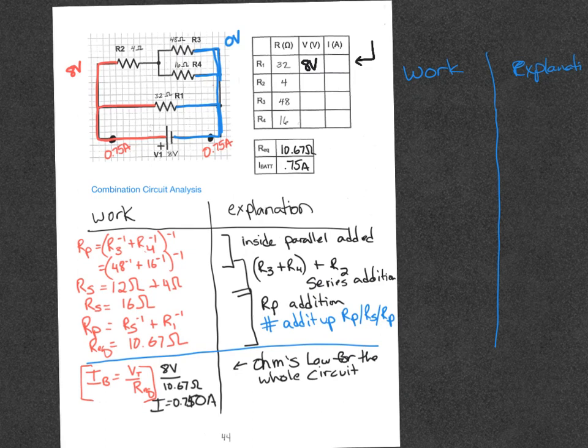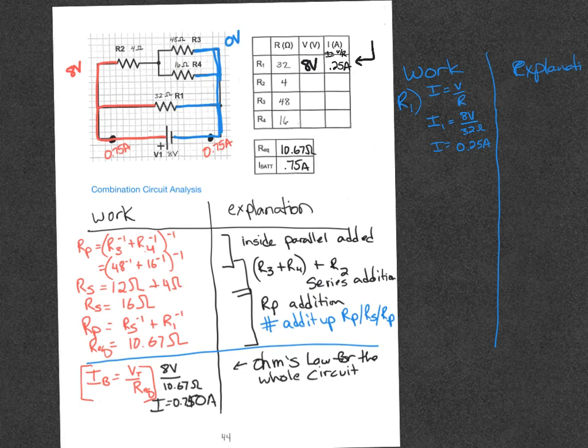Then what we do is we do Ohm's law. I equals V over R. And we said we were going to do that over here. We were going to do R1, I equals V over R. And the current through resistor 1 has to be the voltage drop, 8 volts over 32 ohms. And of course, that comes out to be 0.25 amps. So we put that in the table.